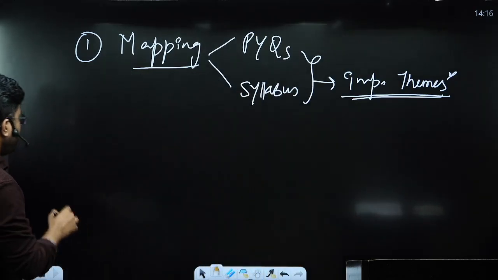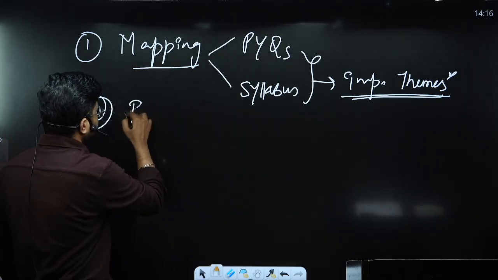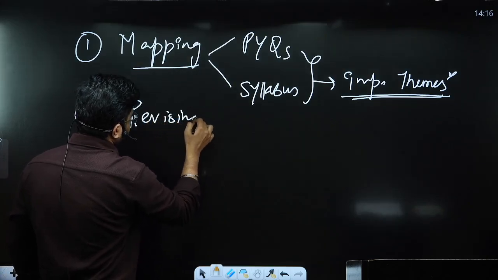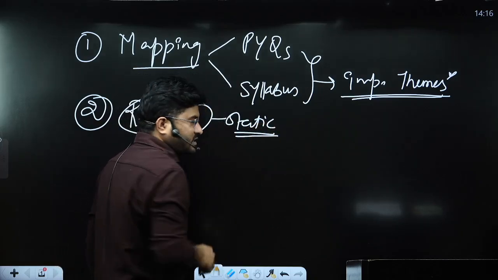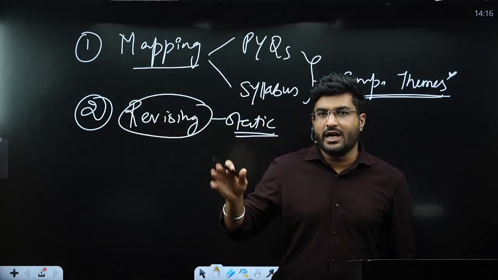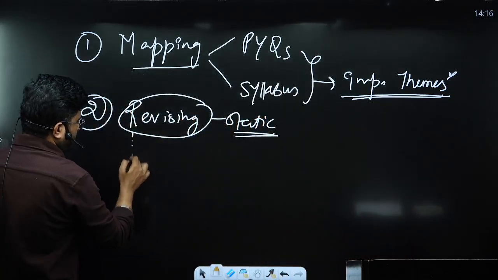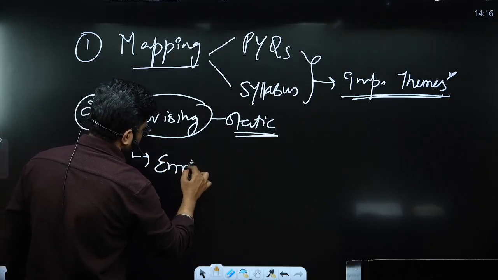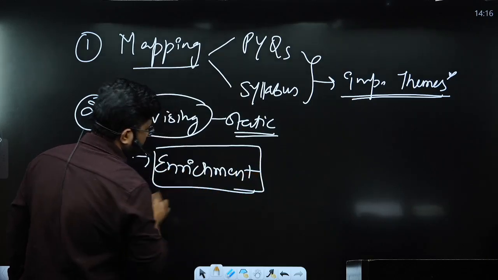Okay. The next thing which we will be conducting in classes is that we will first start with revising the static portions. When I talk about revising the static portions, that doesn't mean that we will be focusing only on static. This revision of the static portion will be done with enrichment. So what do we mean by this enrichment?